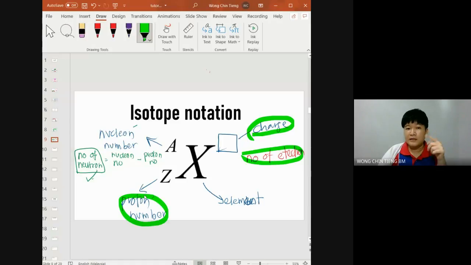Alright? Daripada 3 ni, kita boleh dapat mana-mana satu jika 2 lagi diberi. Okay? We can find any one if another 2 is given. They are good friends. If you have the charge and electron, we can find the proton number. If you have the proton number, we can find the charge and electron. If we have the proton number and charge, we can find the electron easily. Okay? Tak ada masalah kat sini.